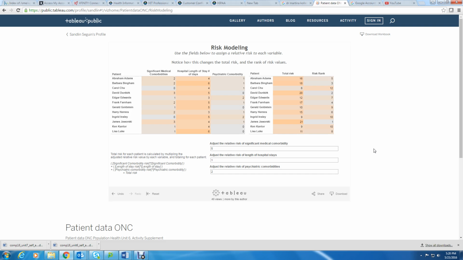And this is the end of the brief demo of the illustration of the risk segmentation process. Thank you.